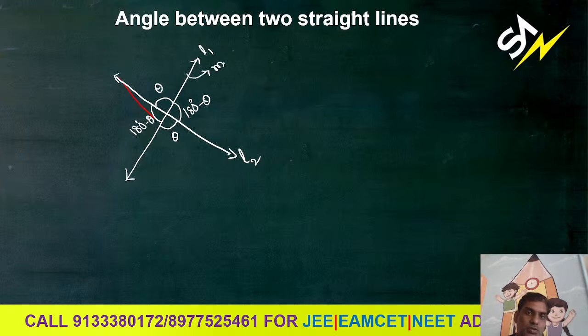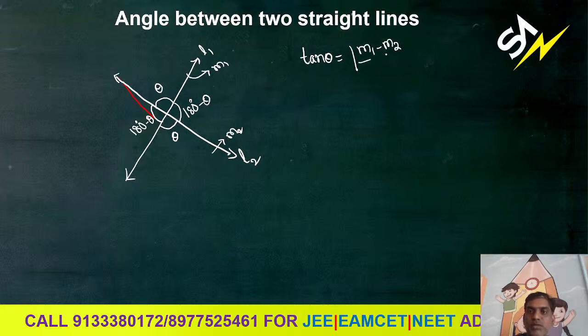So L1 has a slope m1 and L2 has a slope m2. So here tan theta is equals to modulus of (m1 minus m2) divided by (1 plus m1 m2). This is the formula to calculate the angle between two straight lines L1 and L2. If it is theta, then tan theta is equals to modulus of (m1 minus m2) by (1 plus m1 m2). Clear?